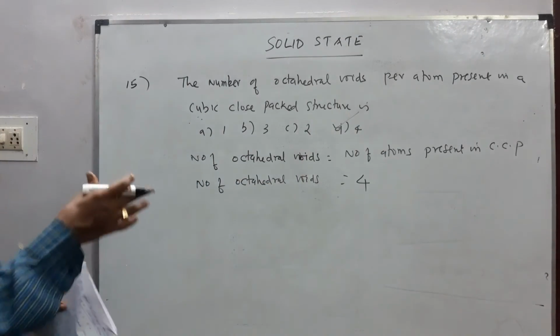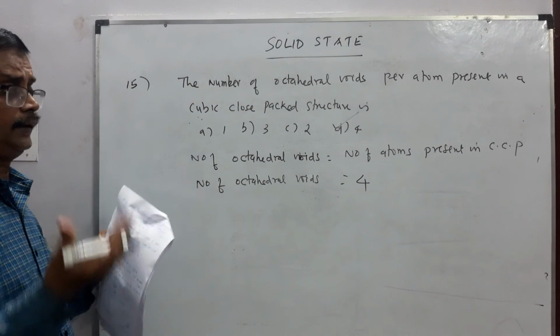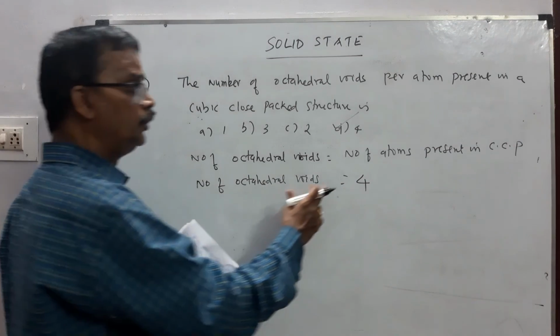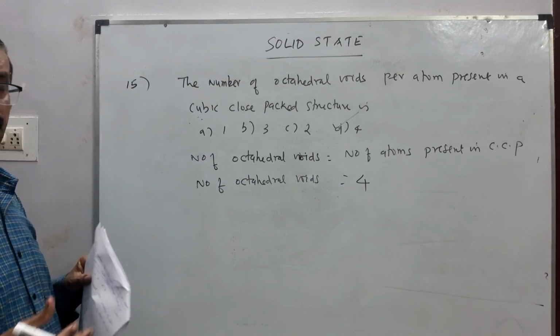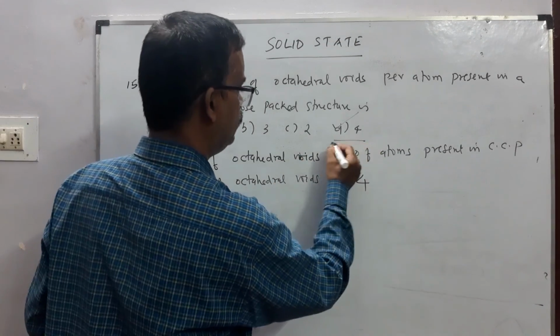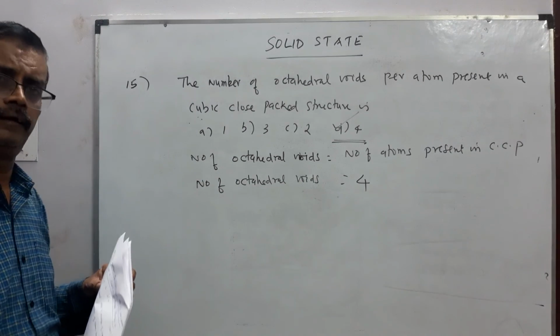Option D. Suppose the question asks how many tetrahedral voids are present? That is equal to 2 into the number of atoms present in a CCP, that is 2 into 4, 8. Okay. What is the answer? 4. The number of octahedral voids is equal to 4. Okay. Thank you.